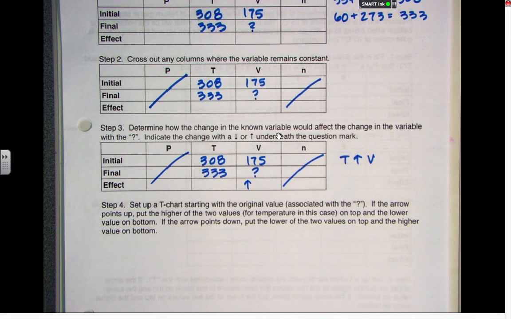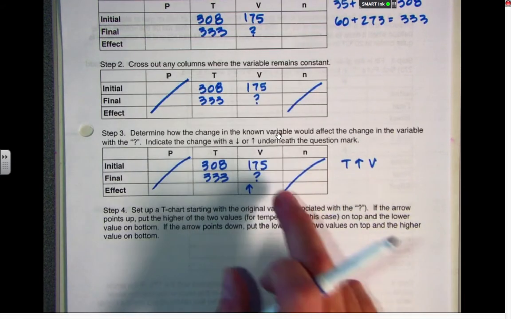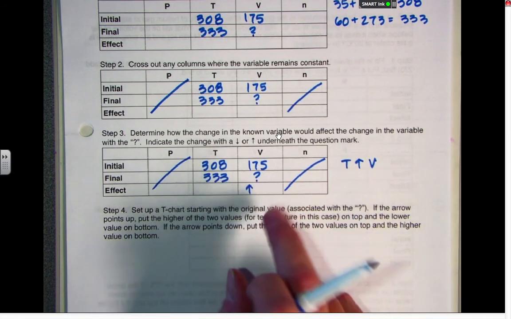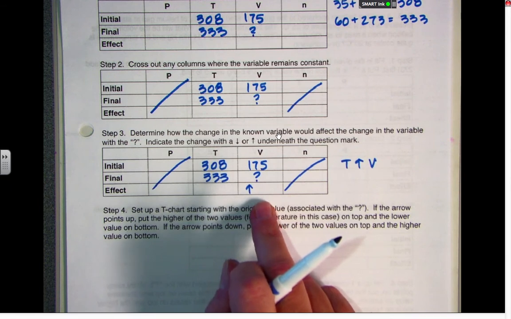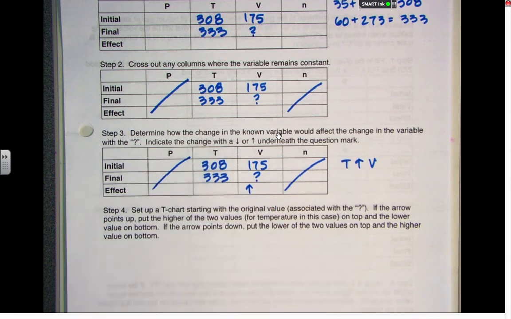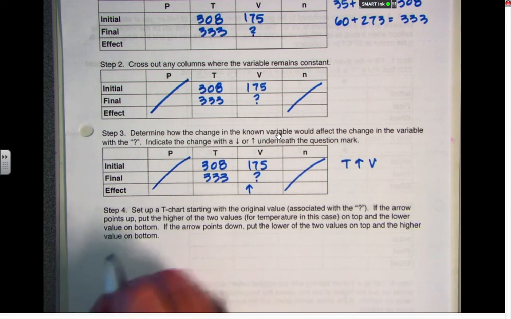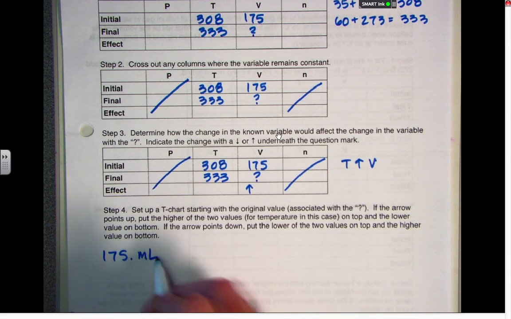So we have our beginning and ending. We need to know our ending volume. If temperature goes up, then volume should go up. Think about how a thermometer works. An increase in temperature would result in an increase in volume. Now we're going to set up a T-chart starting with the original value associated with the question mark. That would be 175, and this is milliliters.